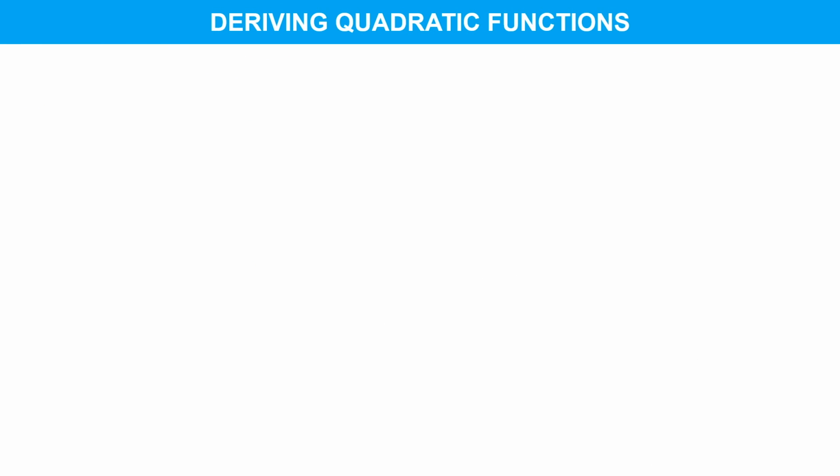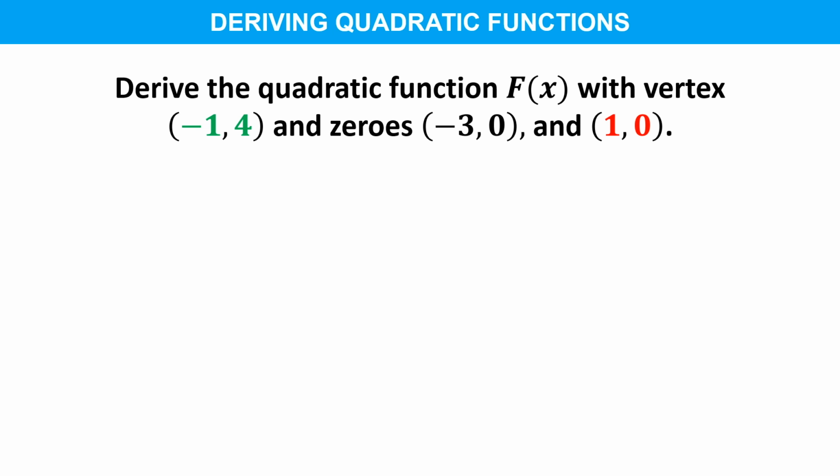The definition and characteristics of a quadratic function and the nature of its roots of the corresponding equation will be helpful in deriving functions as well as quadratic equations. Let's demonstrate this. Derive the quadratic function f of x with vertex negative 1, 4 and zeros negative 3, 0 and 1, 0. The coordinates of the vertex is given, so let's use the vertex form of the quadratic function in deriving f of x.